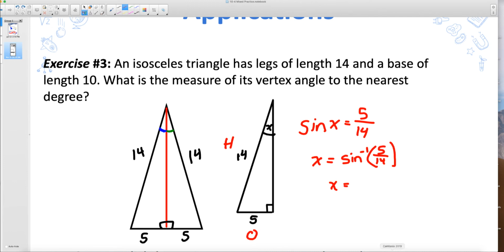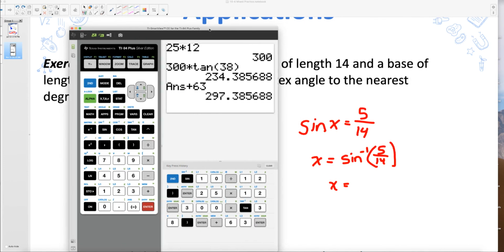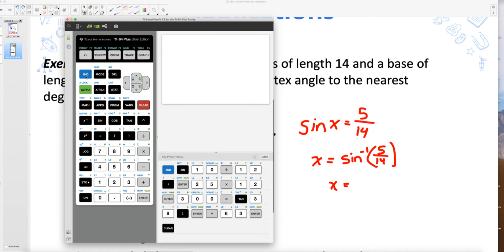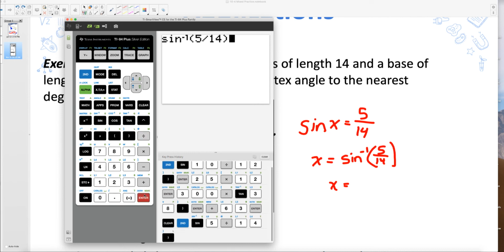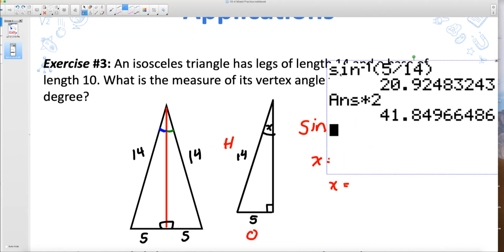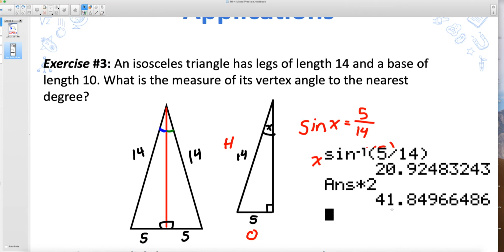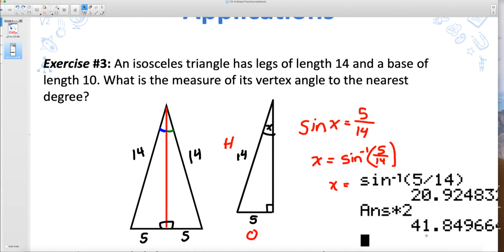Now we can go to our calculator. Second sine 5/14. Hit enter. Now remember, that was only half of it. We need to double it because that altitude acts as an angle bisector. And we get 41.8. So x equals 41.8. This half up here was about 21. This half over here was again about 21. We want to round to the nearest degree. So 42 degrees.